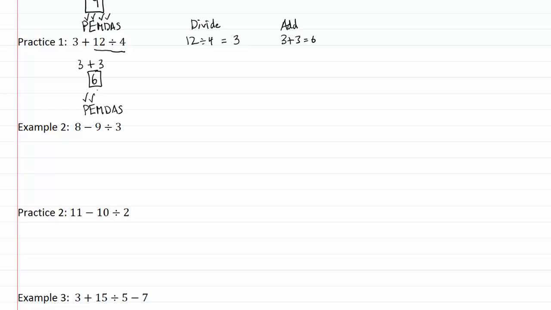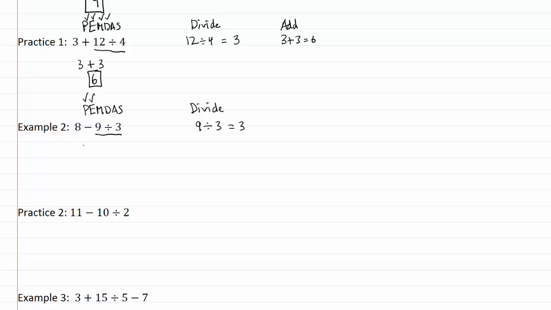Now I'm going to look for multiplication and division as I go through the problem from left to right. So I've got 8 minus 9 divided by 3. So I've got division right here I need to take care of. Division. So I'm going to divide 9 divided by 3. 9 divided by 3 is 3.